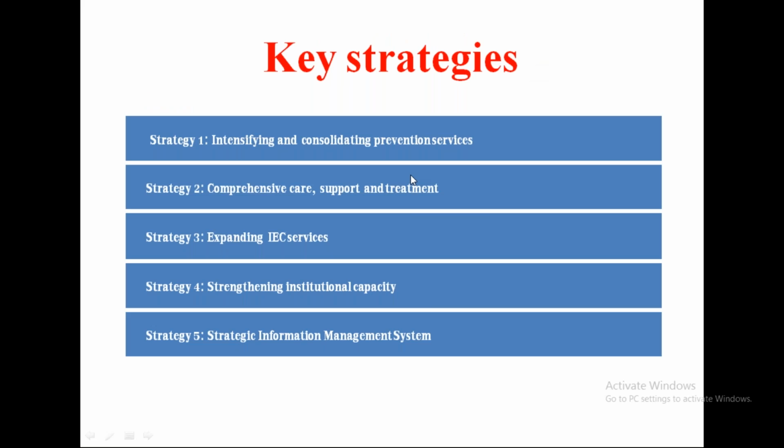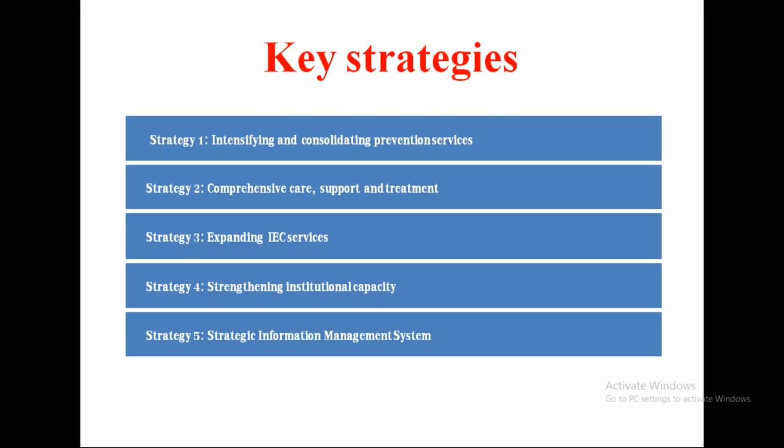So what are the key strategies? What are the strategies we are going to follow in this program? Strategy 1 is intensifying and consolidating prevention services. Whatever services we are providing, we will be intensifying in this NACP 4 and consolidating the preventive services. Second one is comprehensive care, support, and treatment. We are going to provide comprehensive care and support, and the treatment services will be given to all the people infected with HIV.